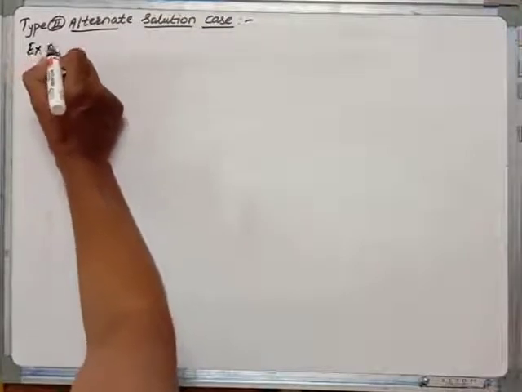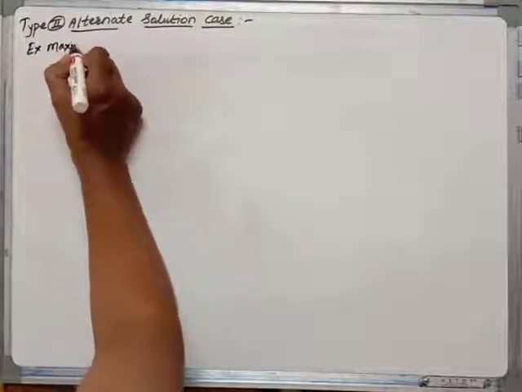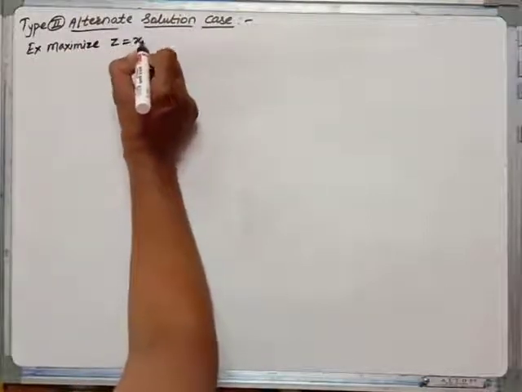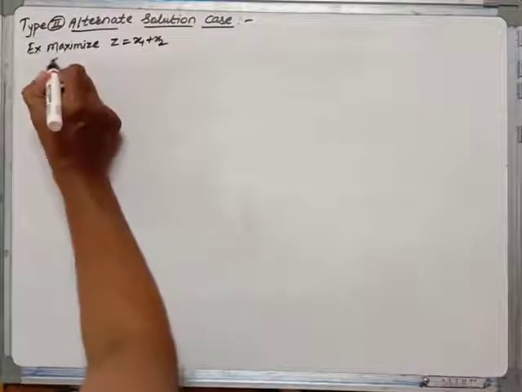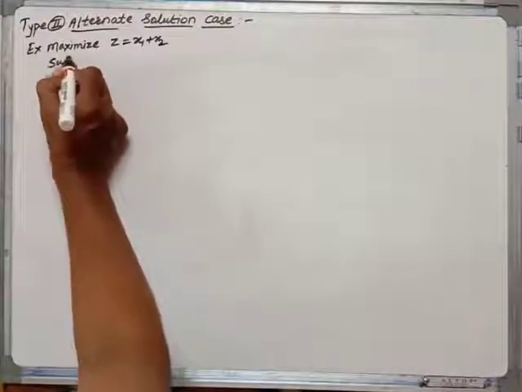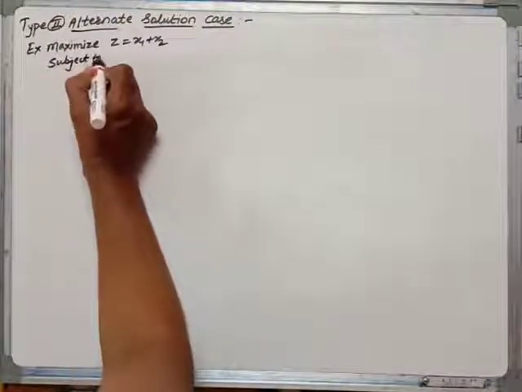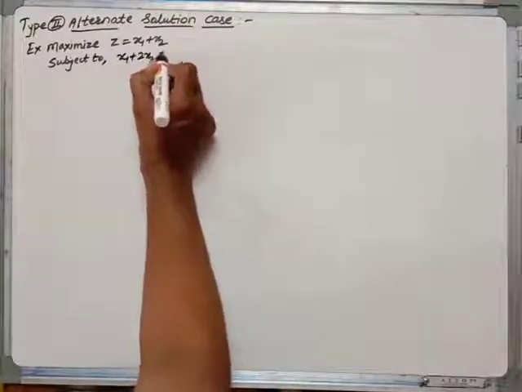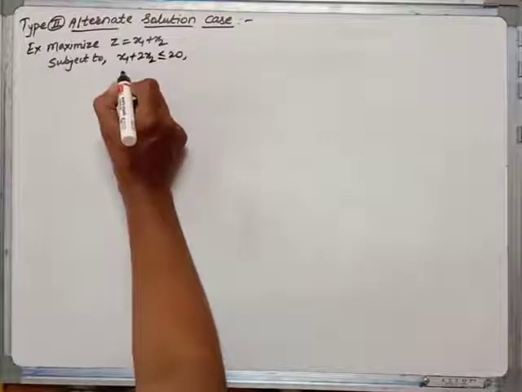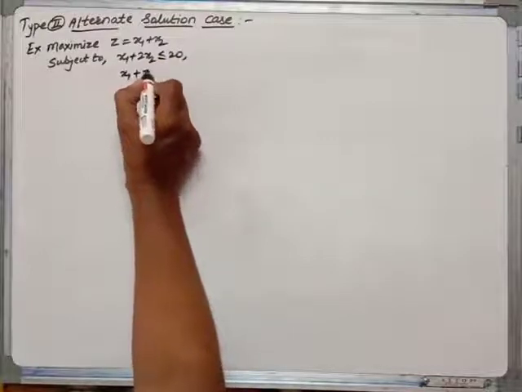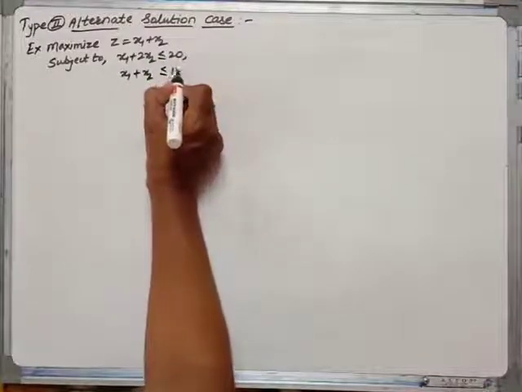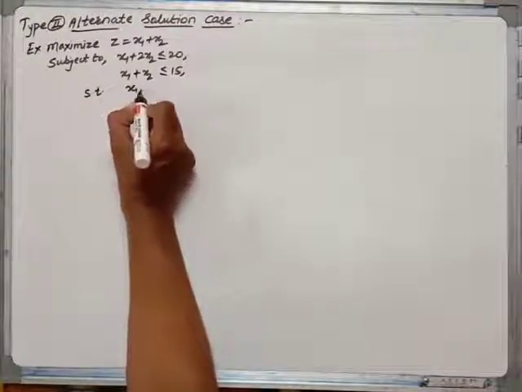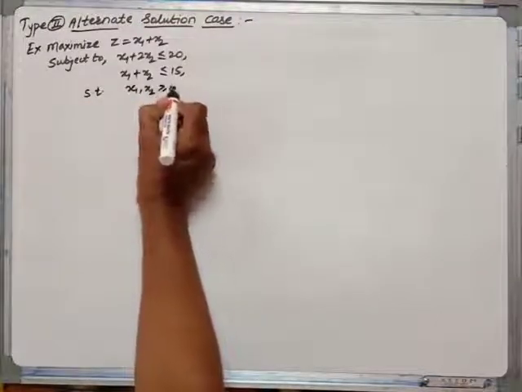For example, maximize z equal to x1 plus x2 subject to x1 plus 2x2 less equal 20, x1 plus x2 less equal 15, such that x1, x2 greater equal 0.